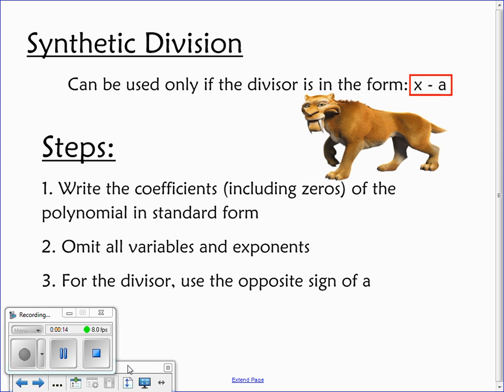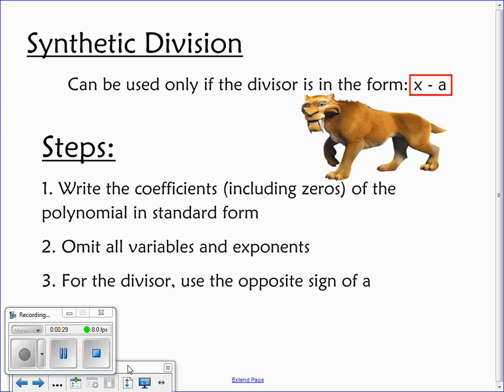Today, I'm going to teach you synthetic division. I'm willing to bet none of you have seen this before, unless you're retaking Algebra 2. Synthetic division is way faster than long division. It can't be used for everything.